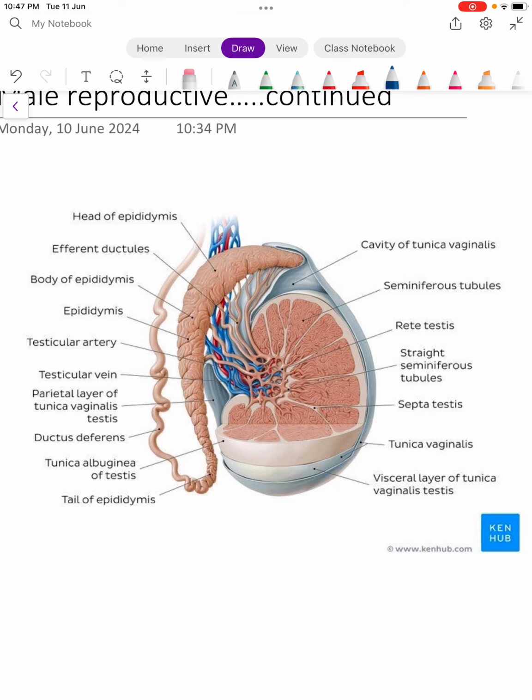Testis has a dense covering which is made up of tunica vaginalis. The second is tunica albuginea, and there is another covering which is known as tunica vasculosa. So basically there are three coverings: tunica vaginalis, tunica albuginea, then tunica vasculosa.